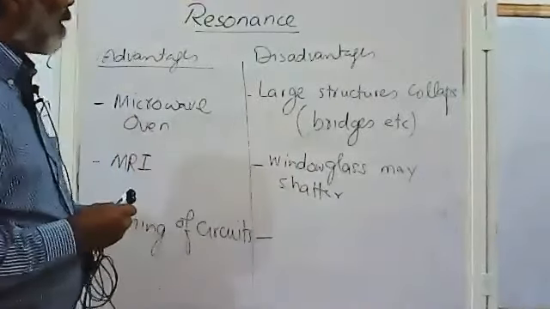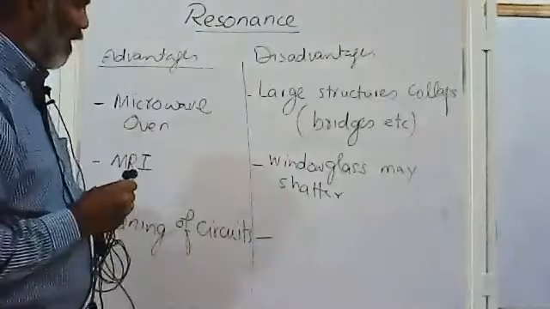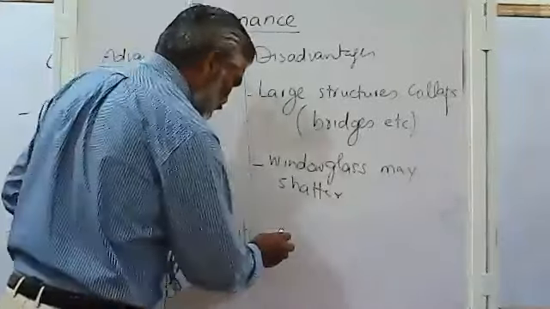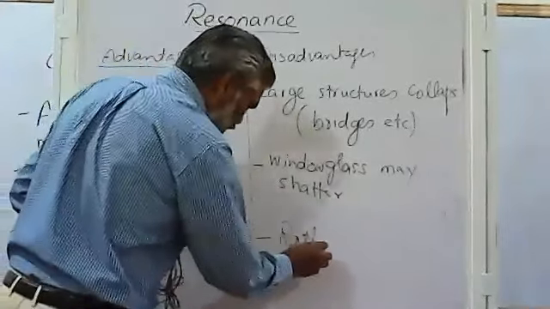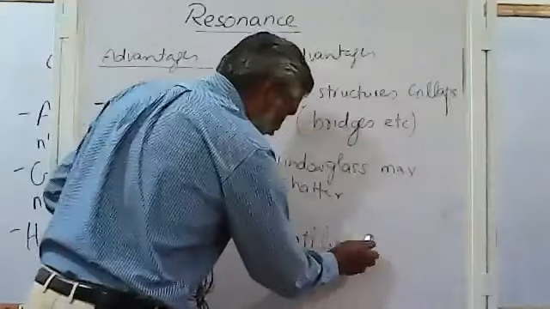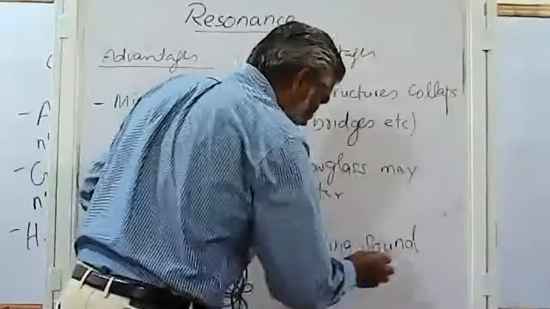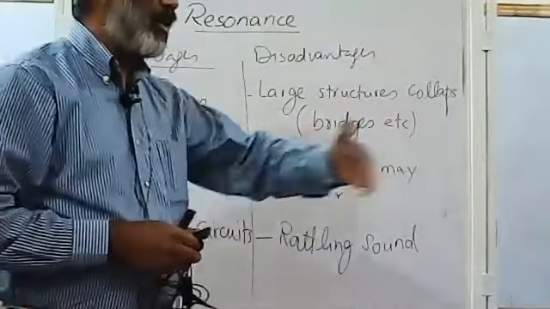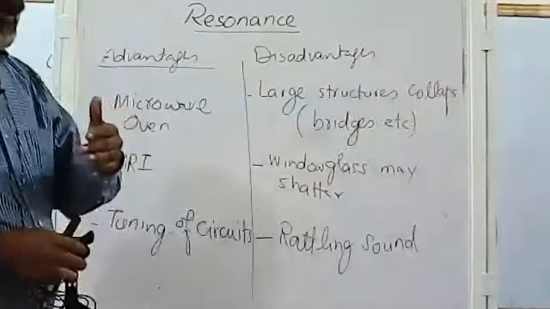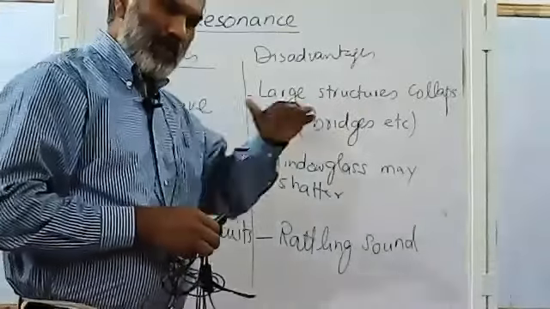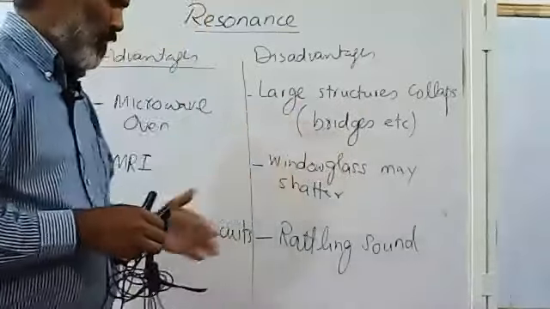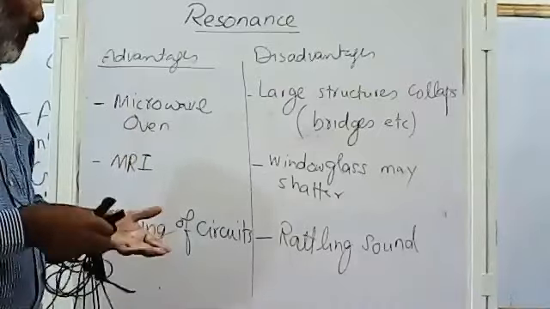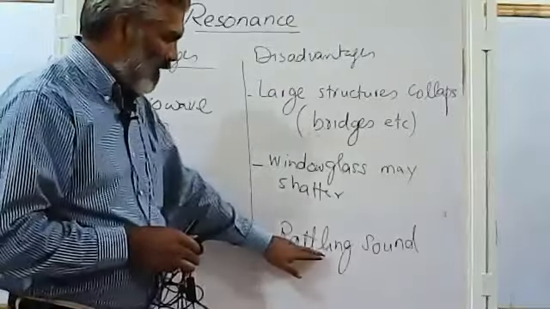Then we have another disadvantage, which is sometimes the rattling sound. Rattling sound is sometimes annoying in vehicles or in anything that is moving on the road, let's say, and repeatedly, at a certain frequency, it is moving up and down. So there is a certain frequency that is causing this sound.